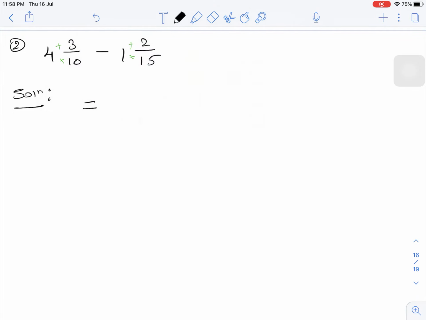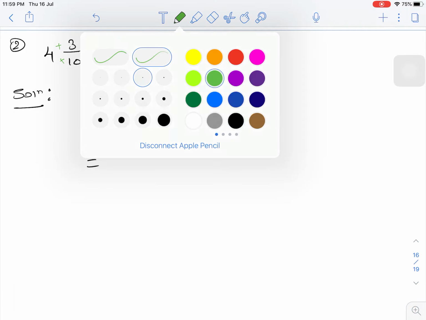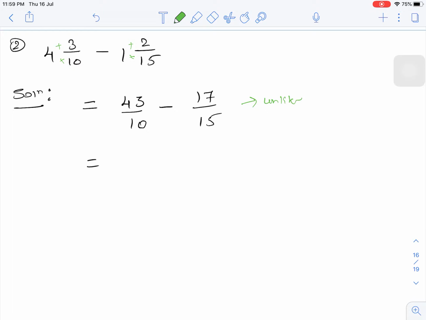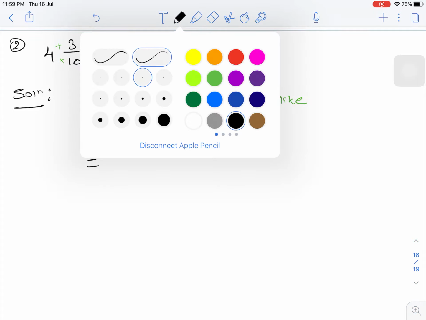So let us write it. Now 10 fours are 40, plus 3, so that will be 43. So you will get 43 upon 10 minus, why minus? Because here subtraction sign is given. Now 15 ones are 15 plus 2, so that will be 17 upon 15 equals to. Now if you look at these both the fractions, their denominators are different, so we consider that these two are unlike fractions. Now when the fractions are unlike, how to make their denominators same? So we have to take their LCM.